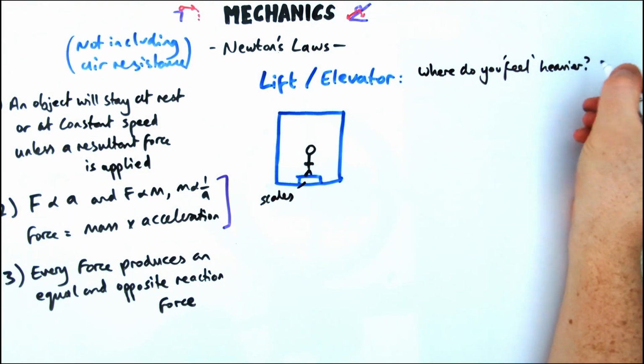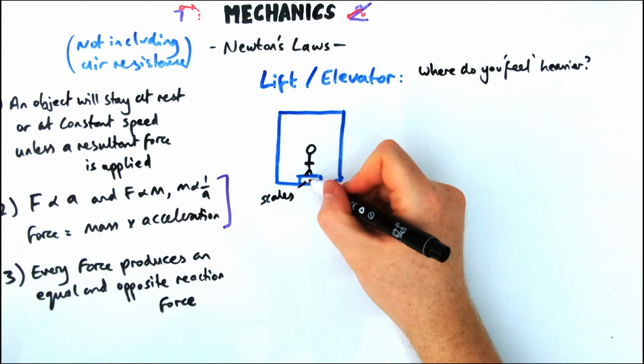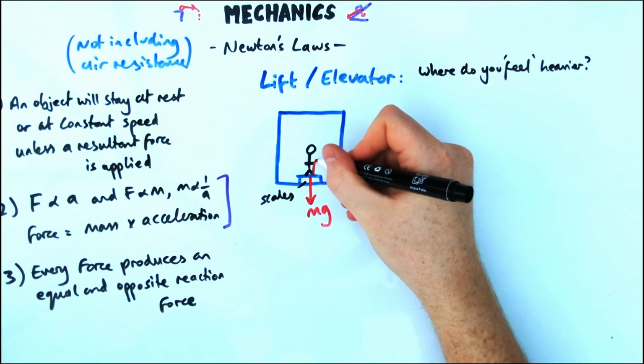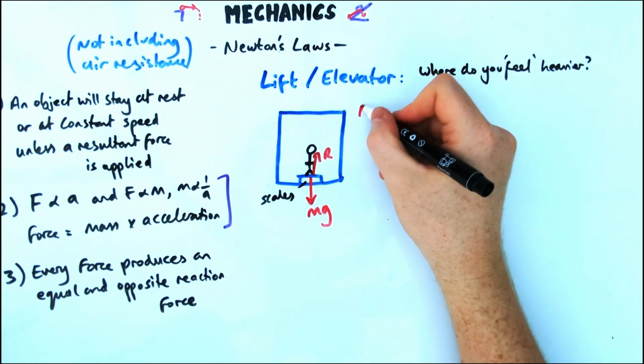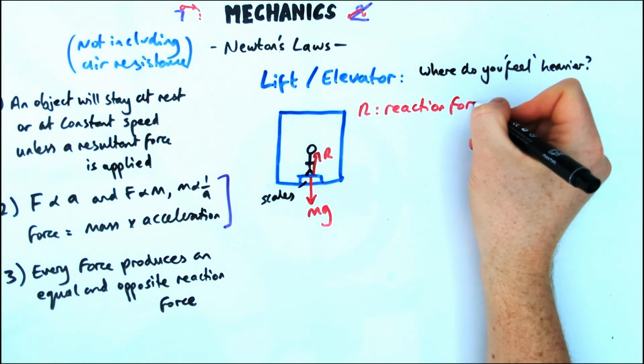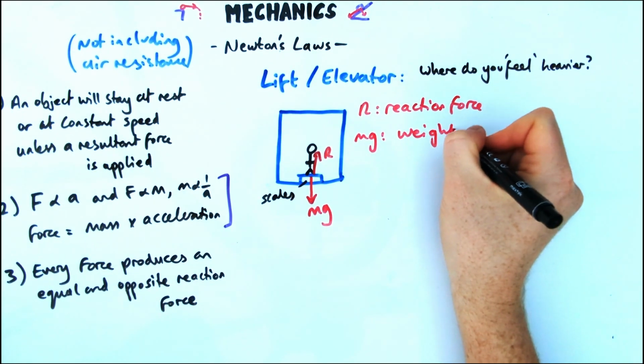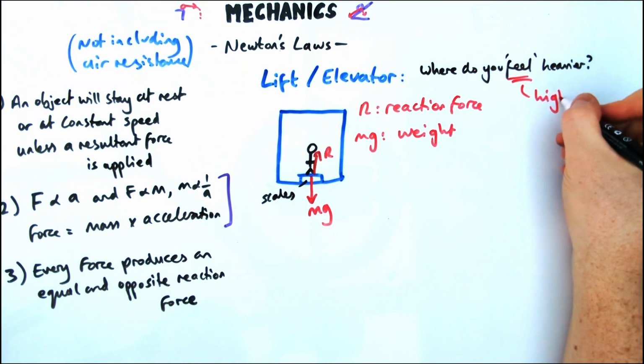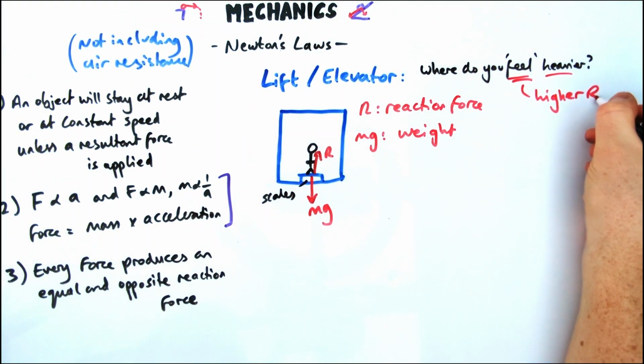So let's look at the forces we've got. We've got weight going down, and we've got reaction force, or the normal force, pushing back up. Now, when you have this thing called apparent weight, or when you feel heavy, that's because you have a slightly higher R, or reaction force, than you would do otherwise. So let's look at the situations first up then.